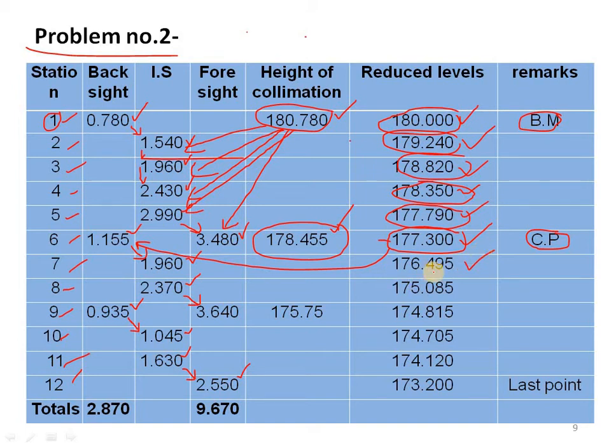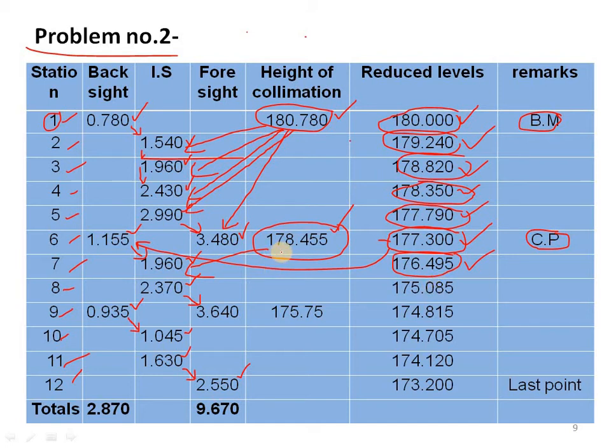Okay. Now let us see the RL of station 7. To get the RL of station 7, again we have to take from this one, 178.455 minus 1.960. Then we will get 176.495. This is the RL of station 7. So in the table itself I am explaining everything. You can understand this very clearly.